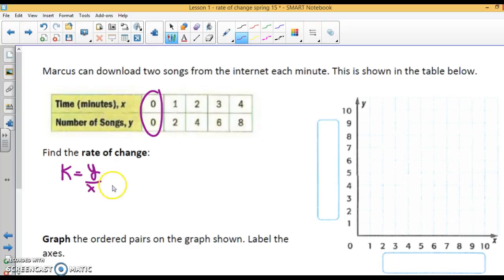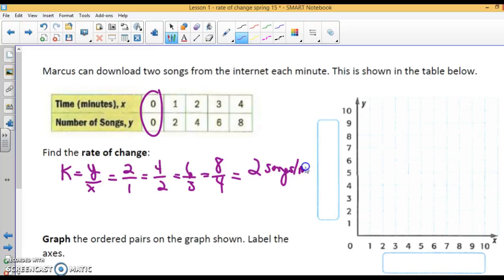So if I do y over x, I'm going to have 2 over 1, 4 over 2, 6 over 3, and 8 over 4. Every single one of those is 2, and if I want to put a label on it, it is 2 songs per minute. Is this a proportional relationship? Yes, it is, because it has a constant rate of change.